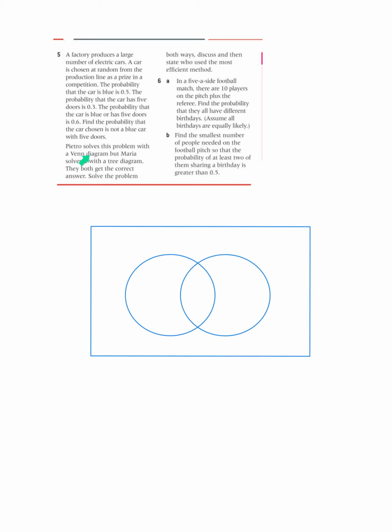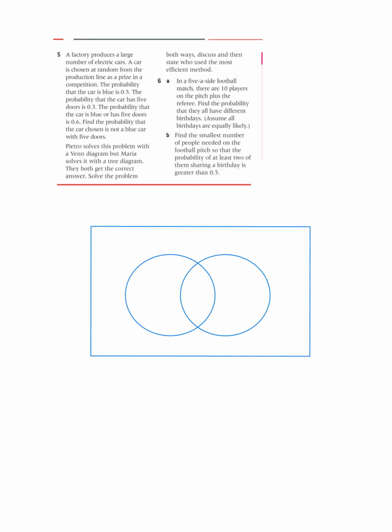Pietro solves the problem with a Venn diagram, but Maria solves it with a tree diagram. They both get the correct answer. Solve the problem both ways. Discuss and then state who used the most efficient method. Okay, let's have a look at Pietro's method. He's going to solve this problem with a Venn diagram.